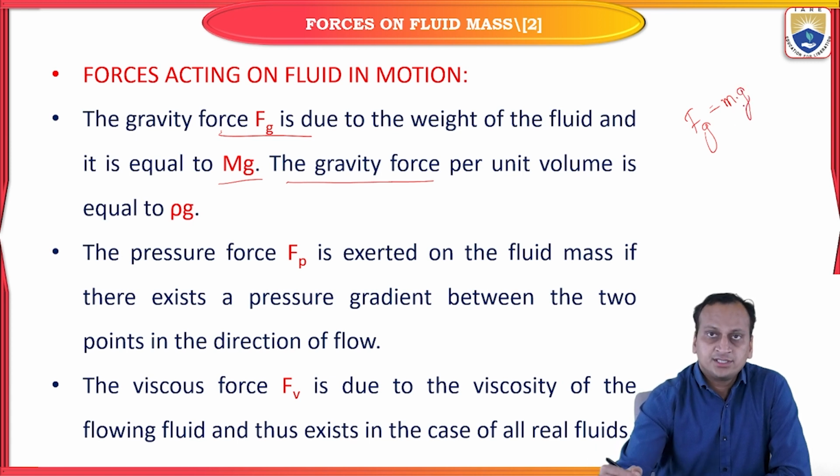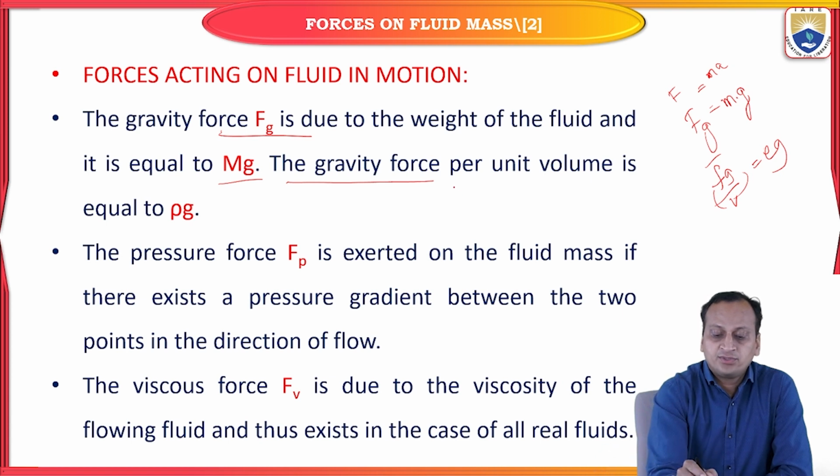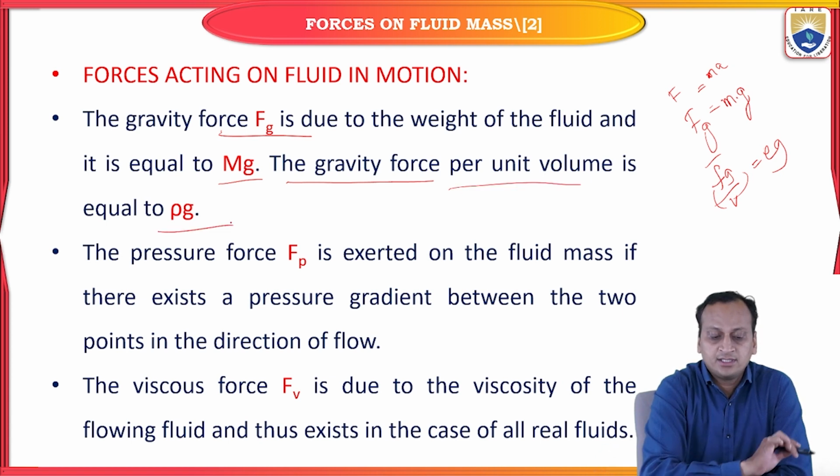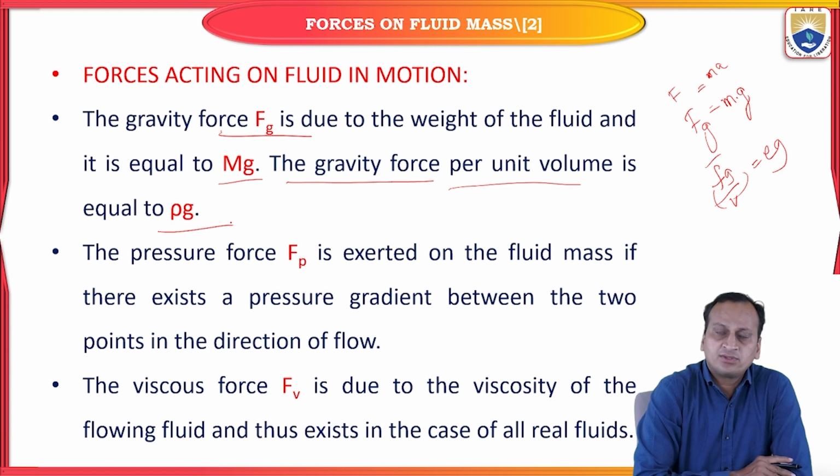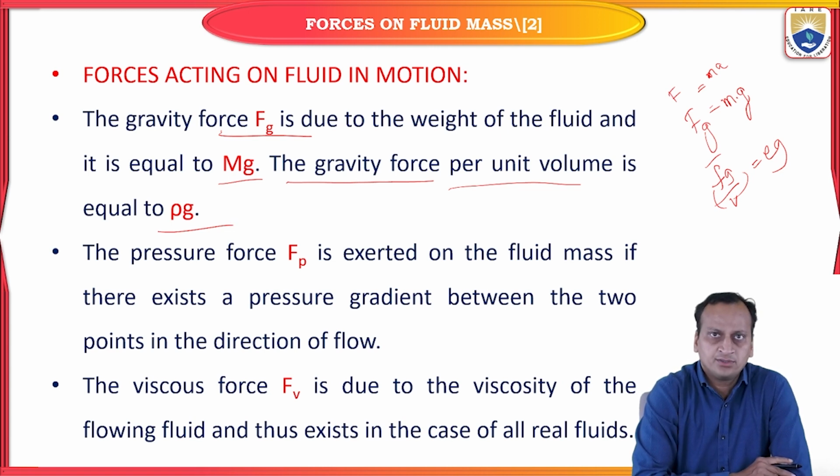Generally we write the resultant force as per Newton's second law, F equals ma. But here, due to gravity, we can write F equals mg. This Fg for unit volume you can write as rho g. So the gravity force per unit volume is rho g. This force we have to consider while discussing fluid dynamics.